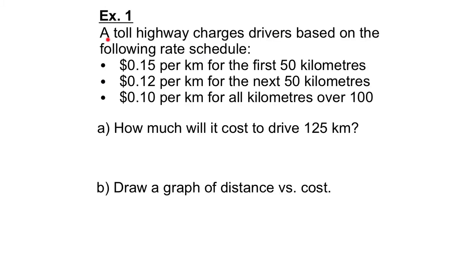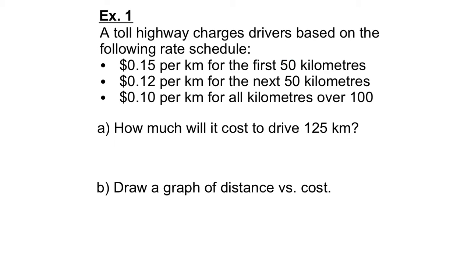So here's example one. A toll highway charges drivers based on the following rate schedule. 15 cents per kilometer for the first 50 kilometers, 12 cents per kilometer for the next 50 kilometers, and then 10 cents per kilometer for all kilometers over 100. So depending on how far you drive on this highway, you have to pay a certain amount per kilometer. We need to figure out how much it will cost to drive 125 kilometers on this highway.